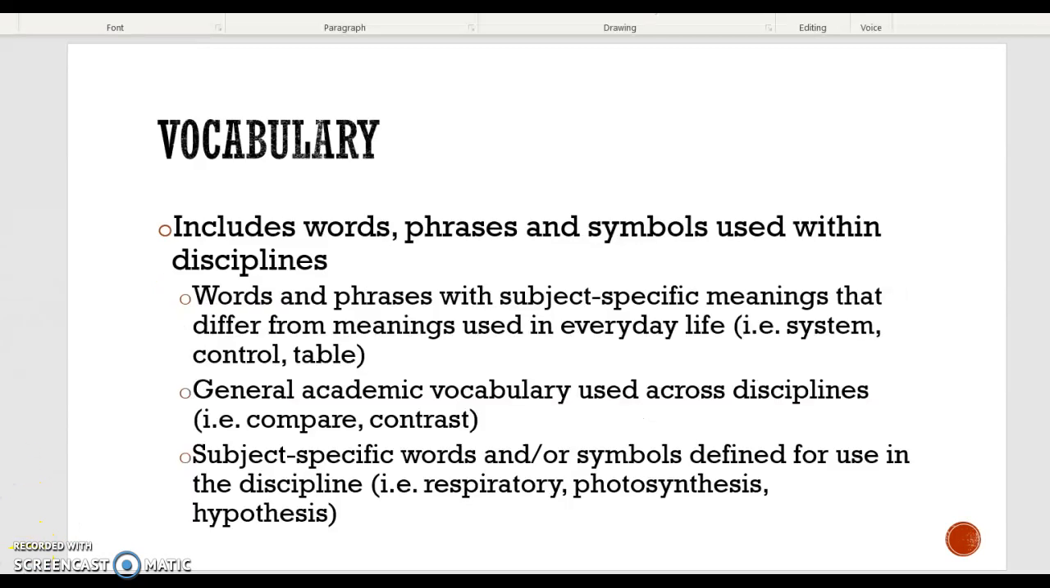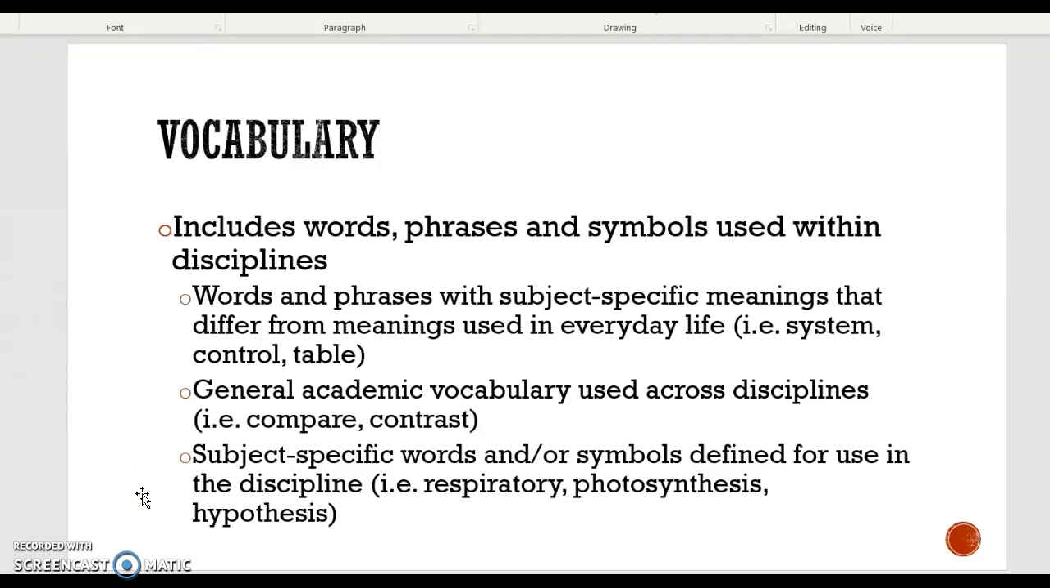So then we have the vocabulary, which is also a part of academic language. It includes words, phrases, and symbols used within disciplines. There are actually three different types of vocabulary. There are words and phrases with subject-specific meanings that differ from meanings used in everyday life, words like system, control, table. Then you have general academic vocabulary used across disciplines. These are things that are not just specific to science, words like compare, contrast, explain, identify.